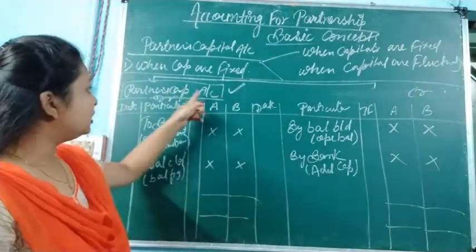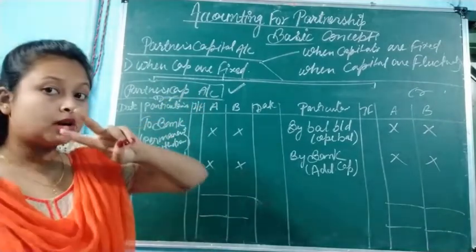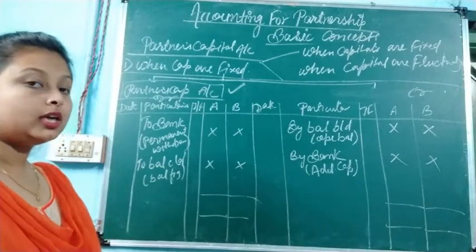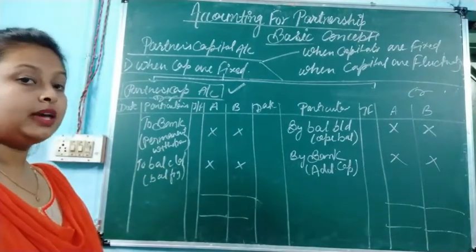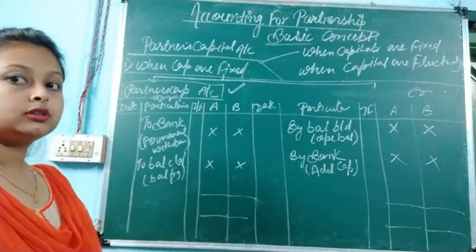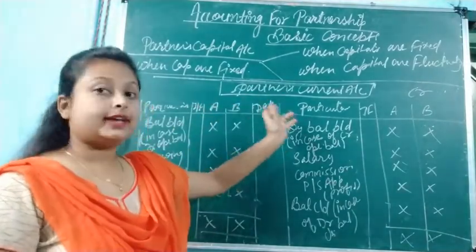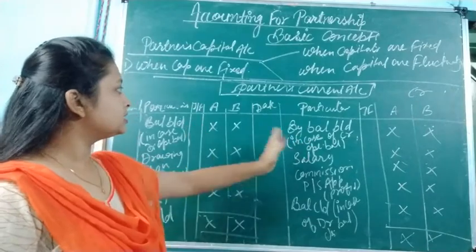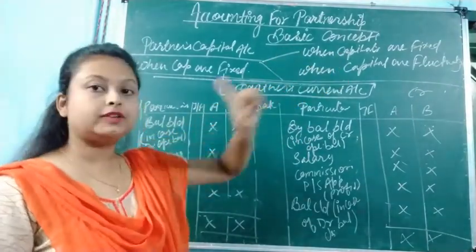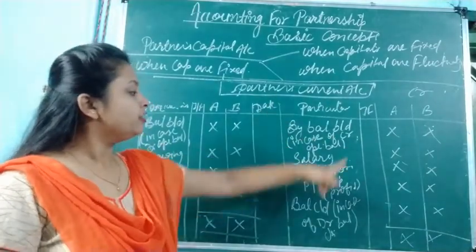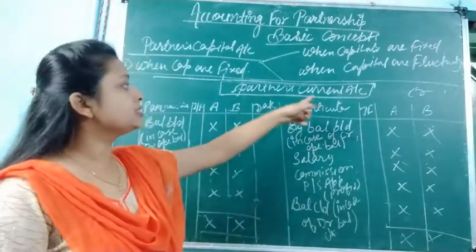Now, in the fixed method, I told you two accounts: one is partners' capital account, the second is partners' current account. So next we are going to make the partners' current account. Now here is the next one. When capital is fixed, we have to make two accounts. First is capital; second, this is the format of the partners' current account.